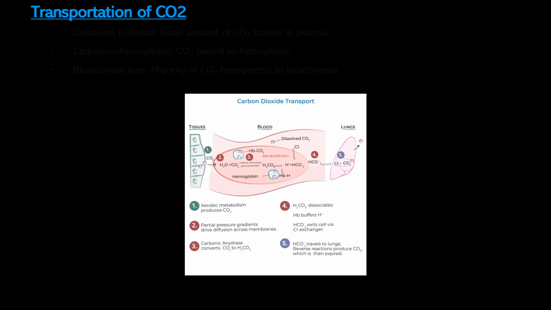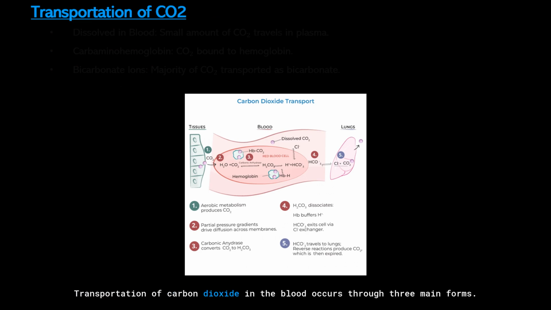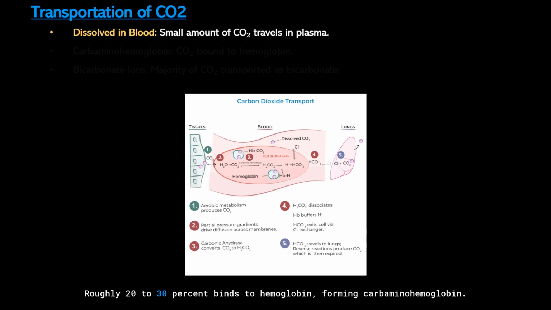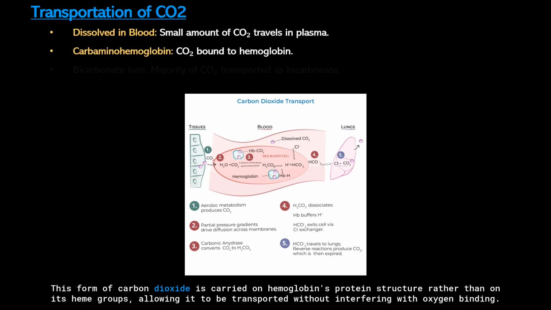Transportation of carbon dioxide in the blood occurs through 3 main forms. About 7 to 10% of carbon dioxide is dissolved directly into the plasma, where it travels in solution. Roughly 20 to 30% binds to hemoglobin, forming carbaminohemoglobin. This form of carbon dioxide is carried on hemoglobin's protein structure rather than on its heme groups, allowing it to be transported without interfering with oxygen binding.